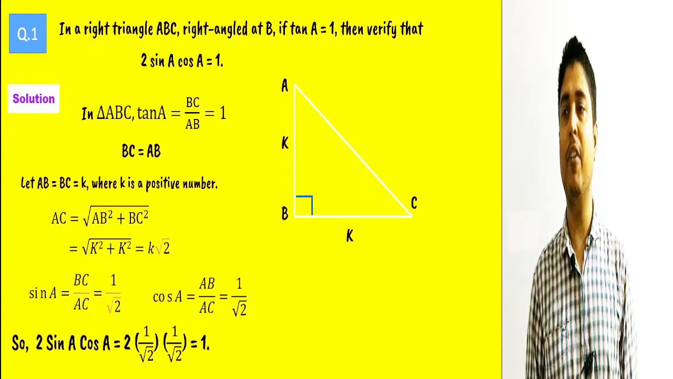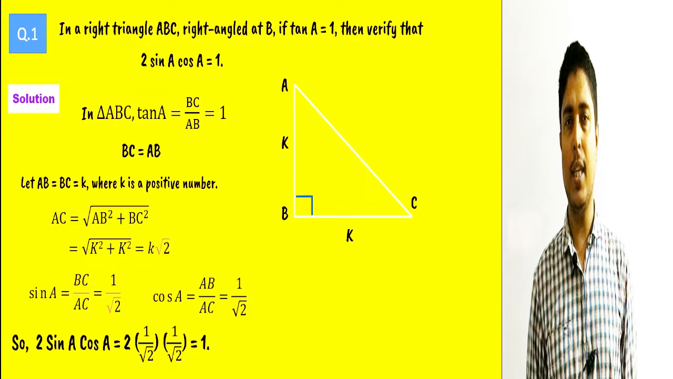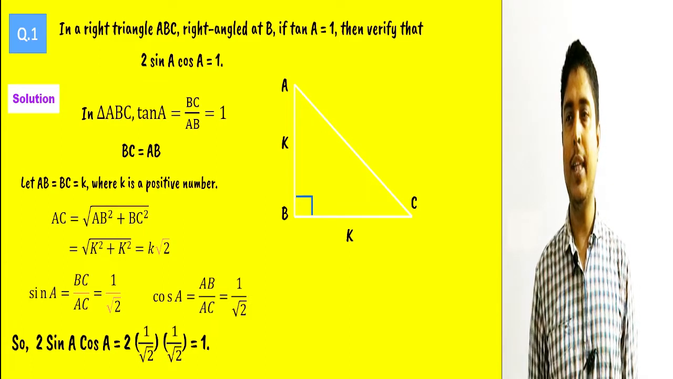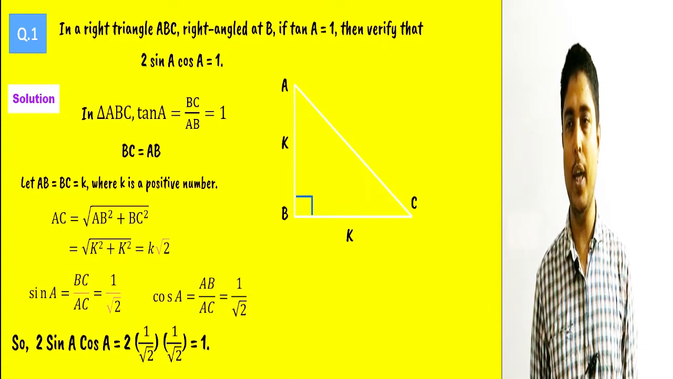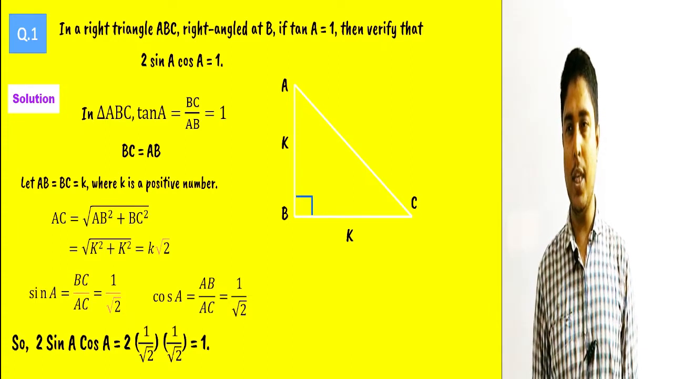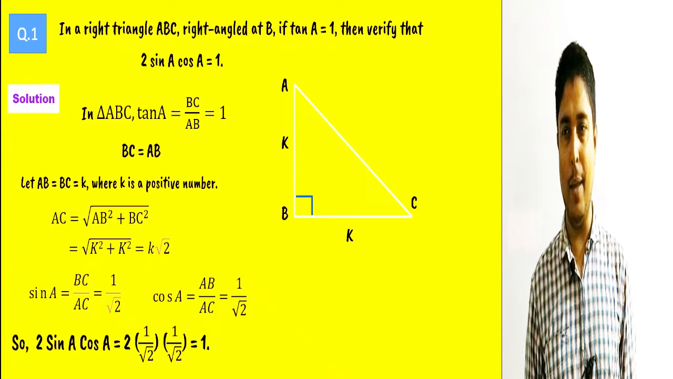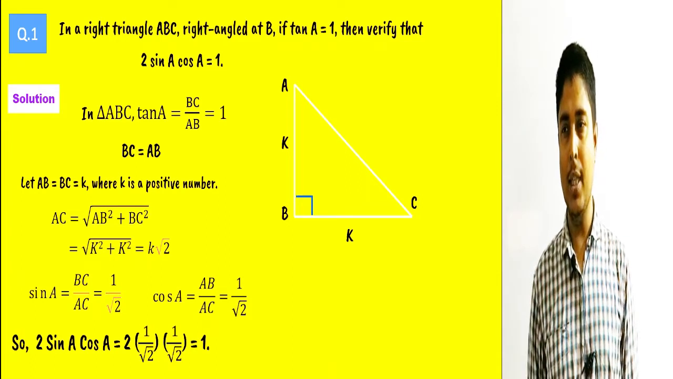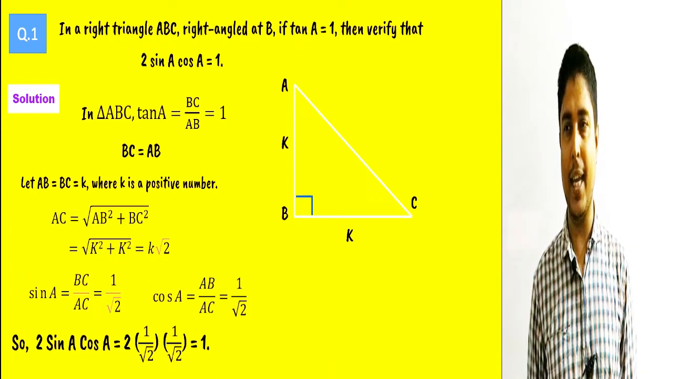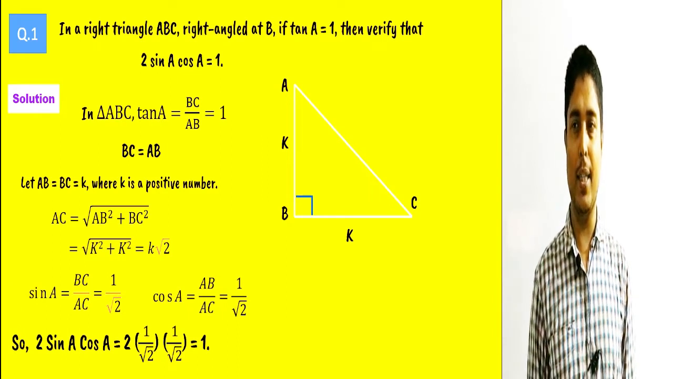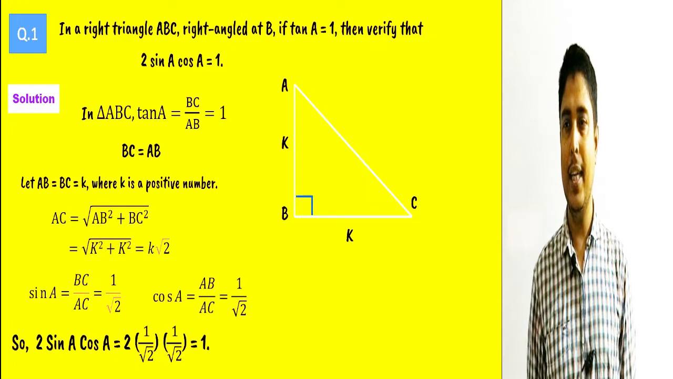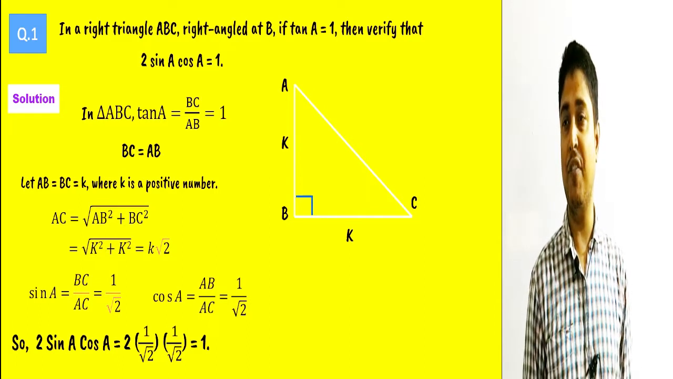The other method by which you can solve it is just in the mind. You know that tan of A is equal to 1, hence we can say AB must be equal to BC. Now since AB is equal to BC, angle A must be equal to angle C. Since angle B is 90 degrees, we can say angle A plus angle C is equal to 90 degrees. But since angle A is equal to angle C, we can say that angle A is equal to angle C is equal to 45 degrees.